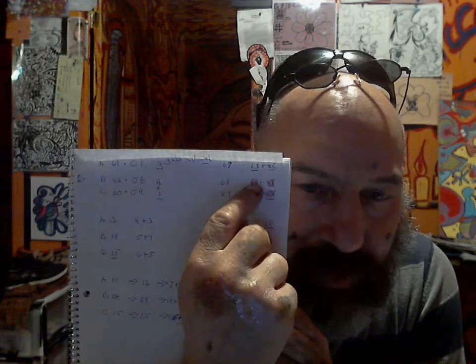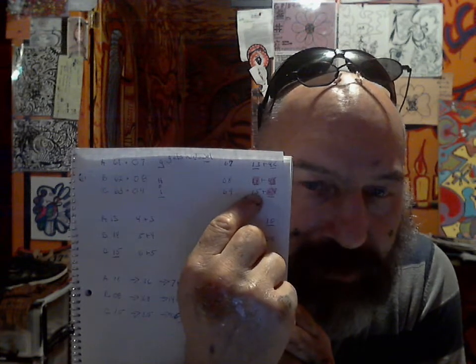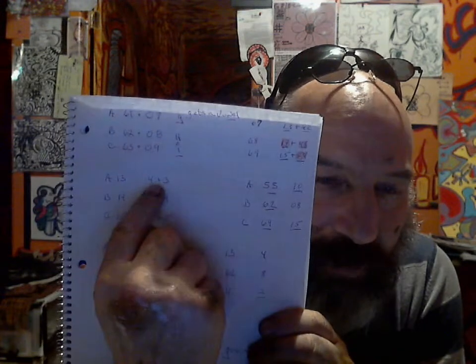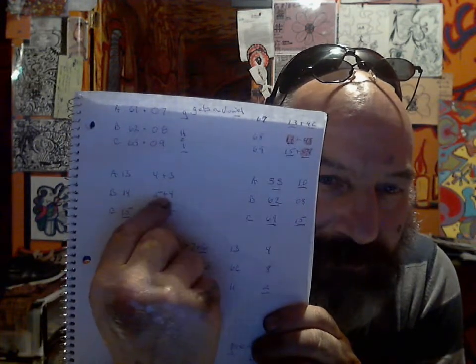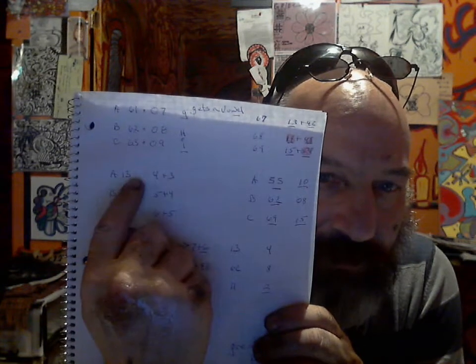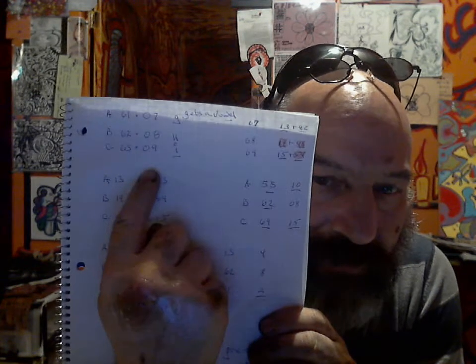6, 7 will create 13. 6, 8 will create 14. 6, 9 will create 15. So from A, B, C, we have created 1, 2, 3, 7, 8, 9, and 13, 14, 15. What happened to 4, 5, and 6? Well, your A13 will now become A4. Your B14 will be B5, and your C15 will be B6. So now you have 1, 2, 3, 4, 5, 6, 7, 8, 9.